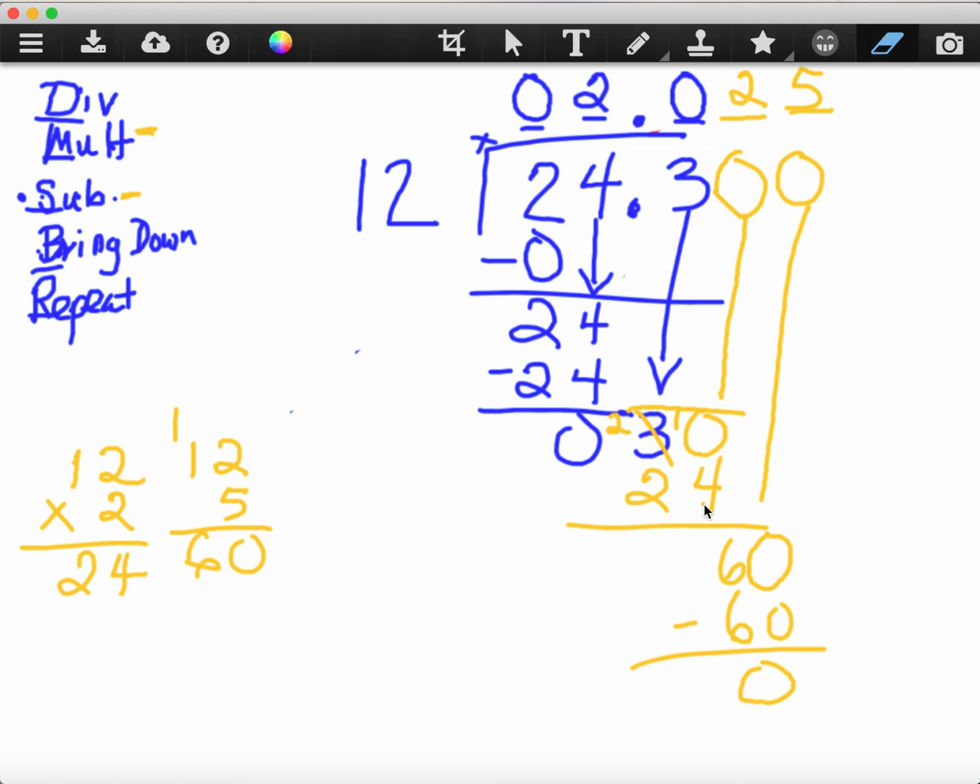Okay, so you need to go step by step, and remember, divide, that was our dad. Multiply, mom. Subtract, sister. Bring down, brother. Remember we had our little thing we remembered to help us? Repeat, Rover, our dog. Starts all over again. And you go step by step by step as you go along. Okay? All right, guys, I hope that helps you.